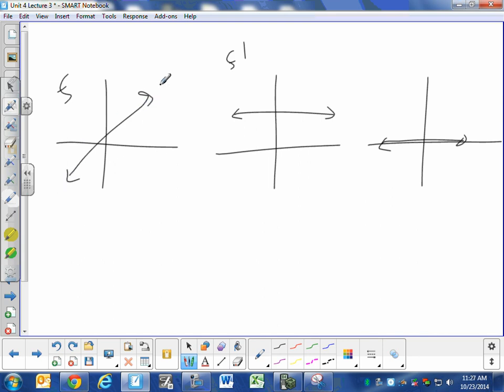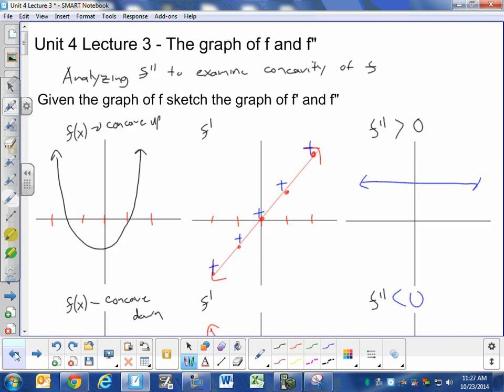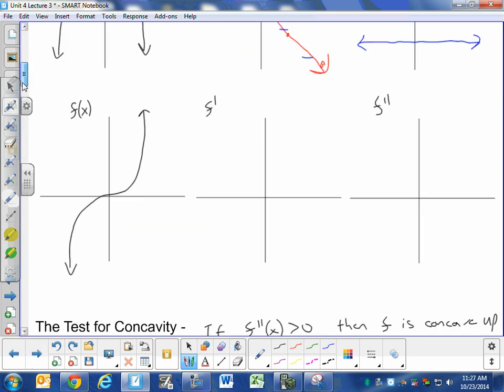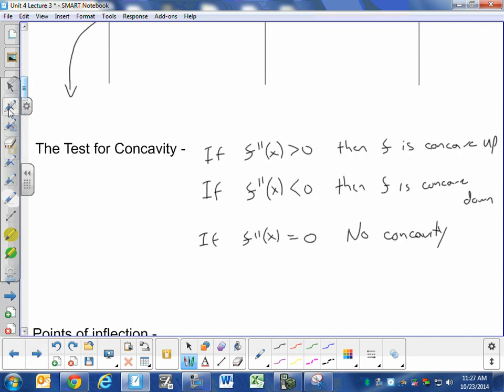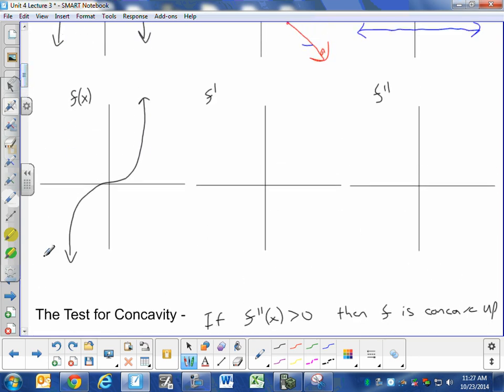Well, that's if it's 0 everywhere. There are situations where we'll have f double prime equal to 0 at just a point. So if it's a line, we're talking about an interval. But if f double prime is 0 at a point, let's examine what type of situation that would be. So let's look at this third graph.